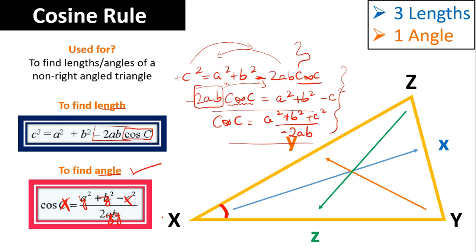The whole point is, do not get yourself confused with what is a, b, and c. a, b, and c are just letters. You could replace them with x, y, z, s, t, u, anything else. But the point is that whichever angle you're taking as a capital C, the length right opposite to that becomes your small c, and a and b would be the other two lengths that are available to you. You will understand this concept more clearly in the examples we're going to be doing.